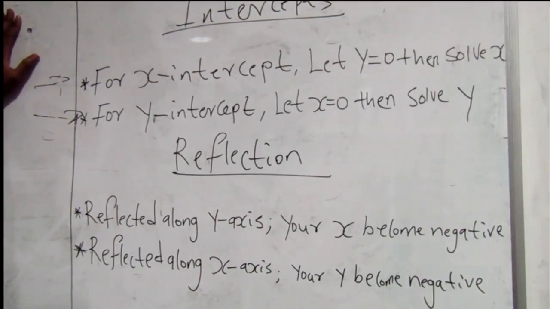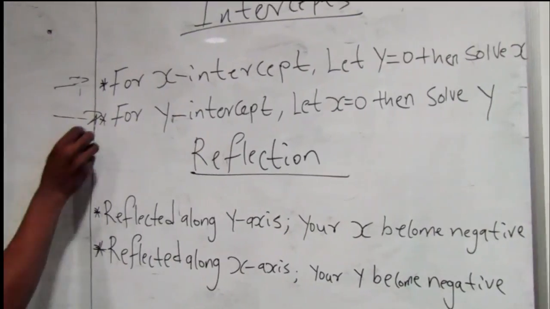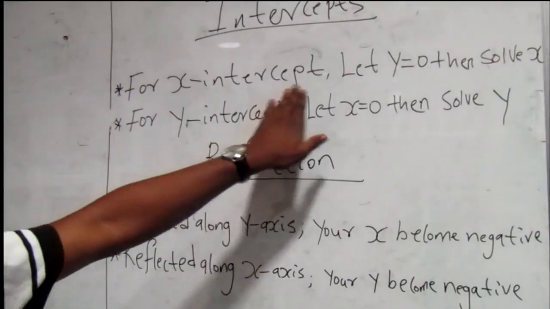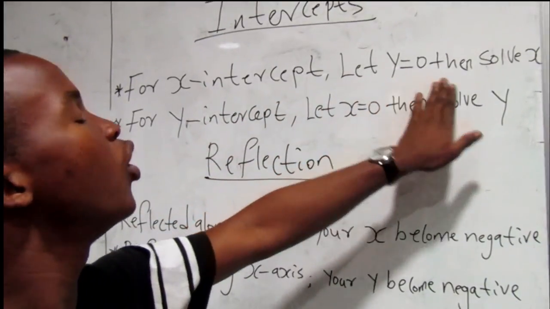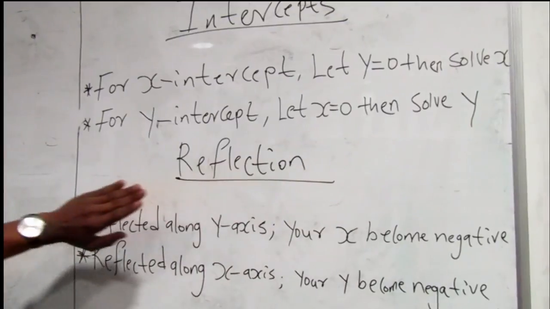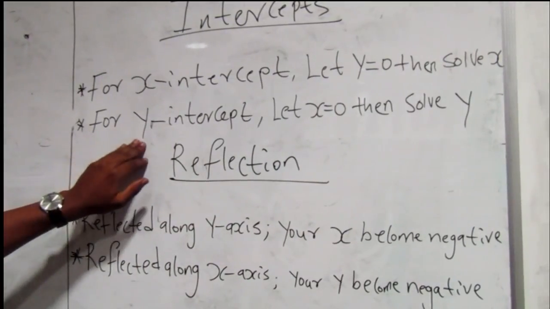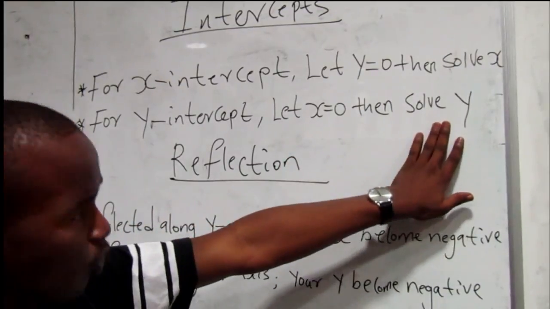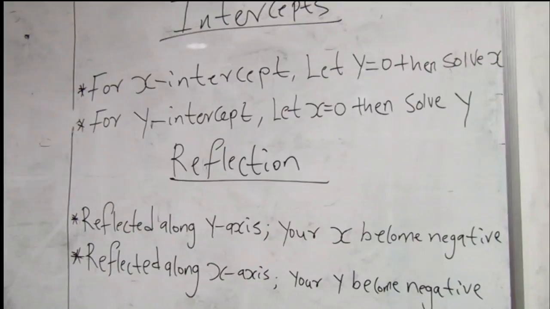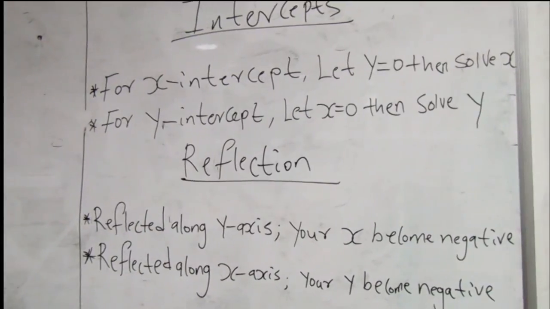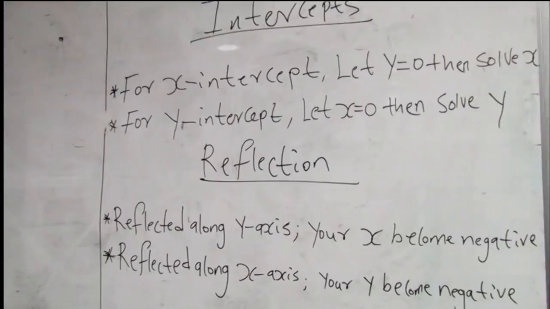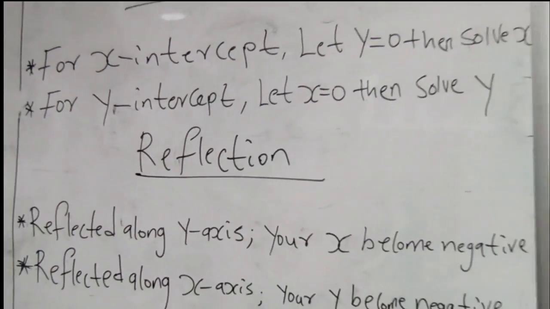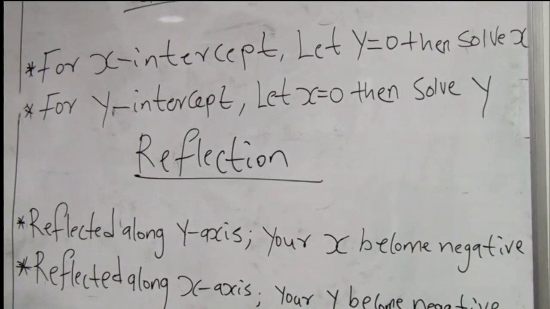For intercept, to determine x-intercept, you need to let y be equal to 0, then you solve for x. And again, for y-intercept, you need to let x be equal to 0, then you solve for y. Then for a reflection, we have two conditions again. Your function can be reflected along the y axis. Your function can be reflected along the x axis.